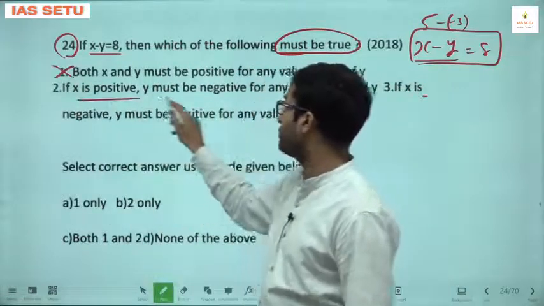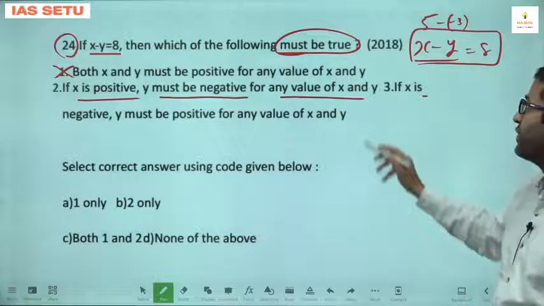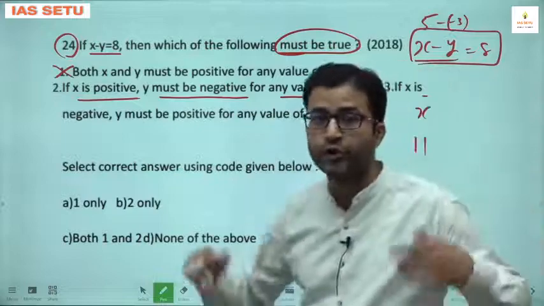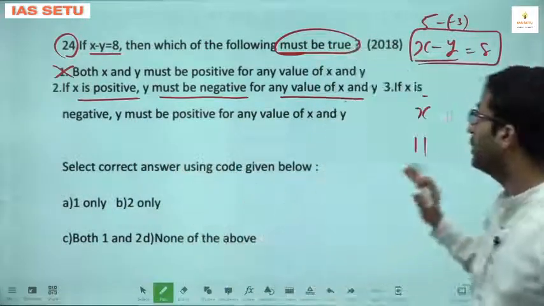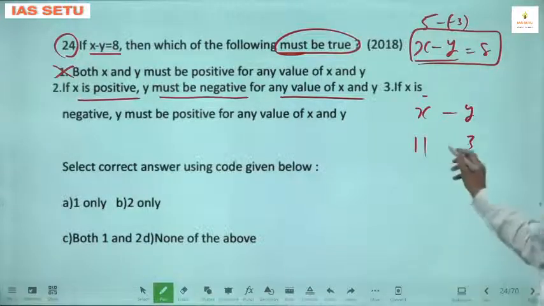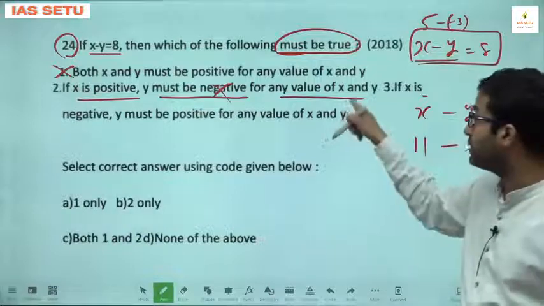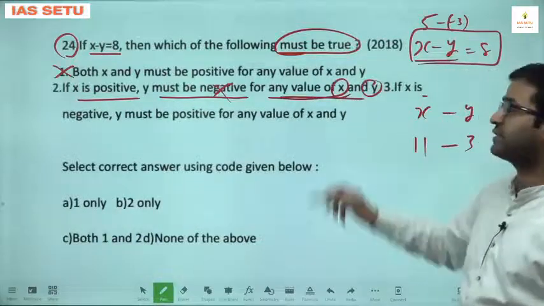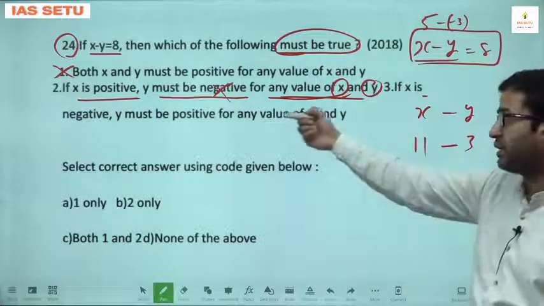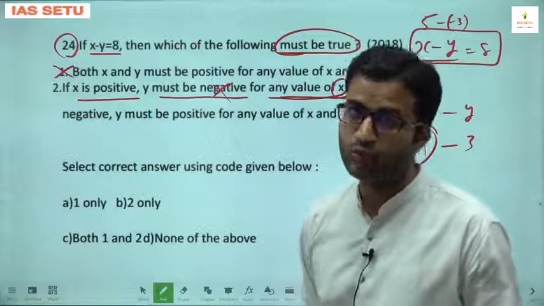If x is positive, y must be negative. For any value of x and y, I take x as 11 because I have the choice. Because in this question, the examiner has given me authority to take any value of x and y. So here I take x as 11. So in that case, y has to be 3. So it means y is positive. It is not necessary y has to be negative. Because here I have authority to take any value of x and y. So it has to satisfy with all the values of x and y. But here I have a contradiction. If I take x as 11, y is coming plus 3. So y can be positive also.